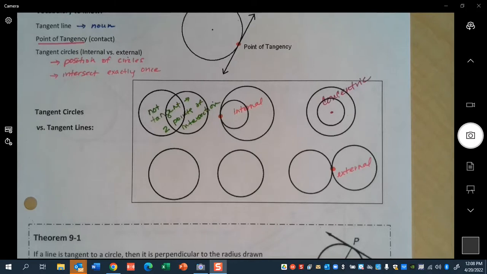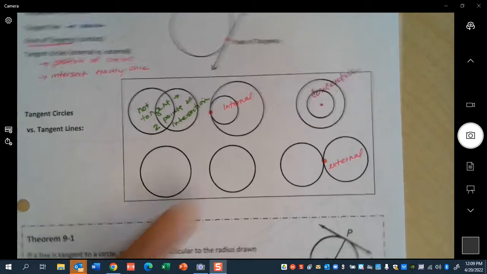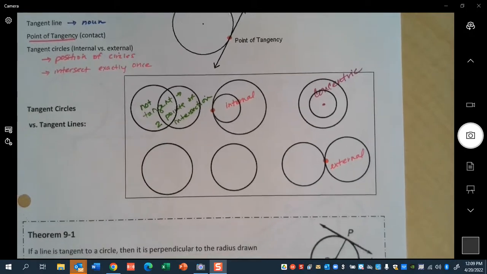So you can have 1 point of intersection if they're tangent, either internal or external. You can have 2 points of intersection if they cross each other. You can have no points of intersection, and if they share the same center, we call them concentric. Obviously, here we have no points of intersection, and they don't share the same center.